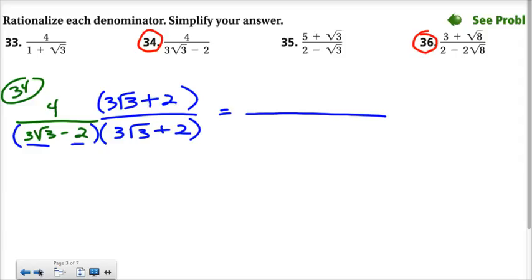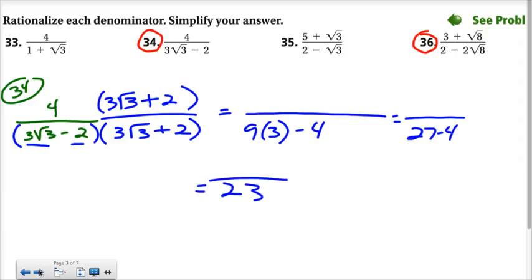So first times first, 3 times 3 is 9, and the square root of 3 times the square root of 3 is 3. Outside times outside, inside times inside, don't need to bother. Last times last, negative 2 times 2 is going to give me negative 4. So that's going to be 27 minus 4, which is 23. So that's good news. Now, on my numerator, I just have to carefully distribute here. So 4 times 3 square roots of 3 is 12 square roots of 3. And then 4 times 2 is 8.